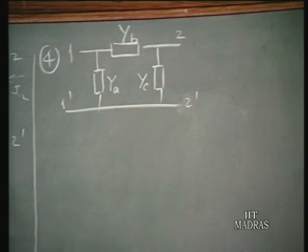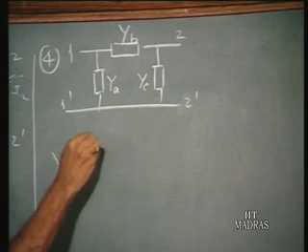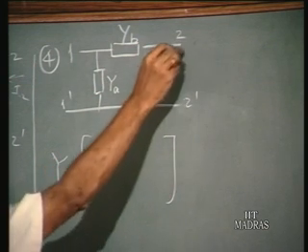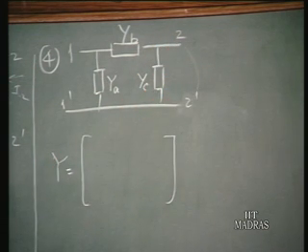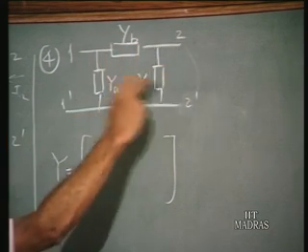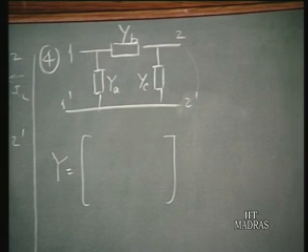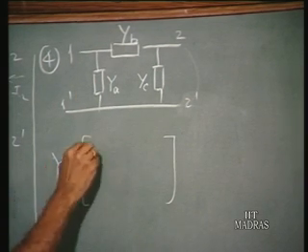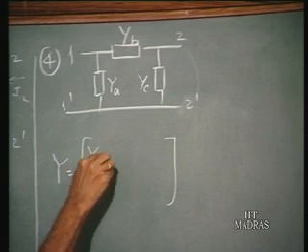The Y parameters for this are very convenient to calculate, because when you short circuit port 2 and measure the admittance at port 1, that is the parallel combination of YA and YB, because once this is shorted, YA and YB come in parallel, and that is the total admittance seen at port 1. Therefore, Y11 equals YA plus YB.